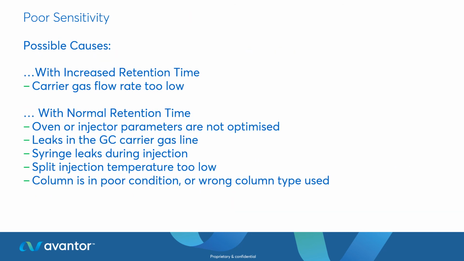Poor sensitivity with increased retention time: the carrier gas flow rate may be too low. If the poor sensitivity is associated with normal retention time, then we could be looking at injector parameters that are not optimized, so we're seeing some degree of variability. Could be a leak. Might be that the syringe is no longer gas tight, and therefore we're seeing some leakage on the syringe. It might be that the split injector temperature is too low, or failing that we are seeing some column issues, and that's resulting in a poor sensitive response from the detector.